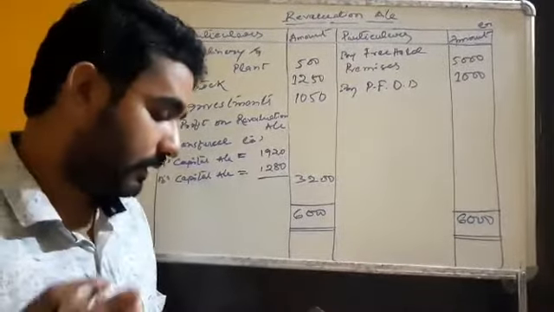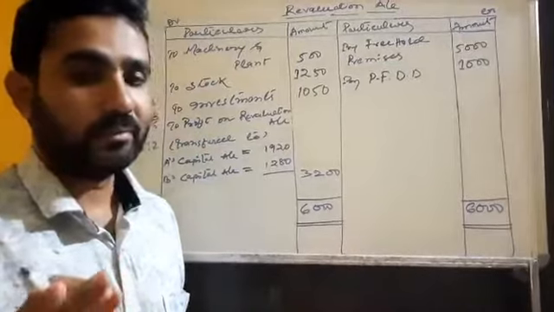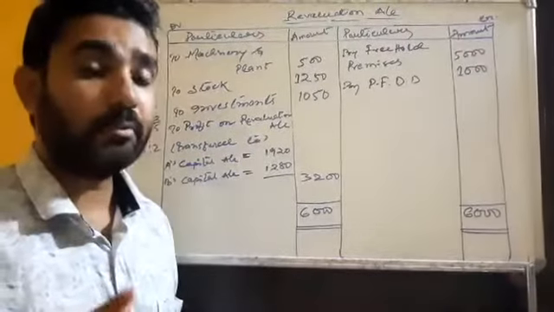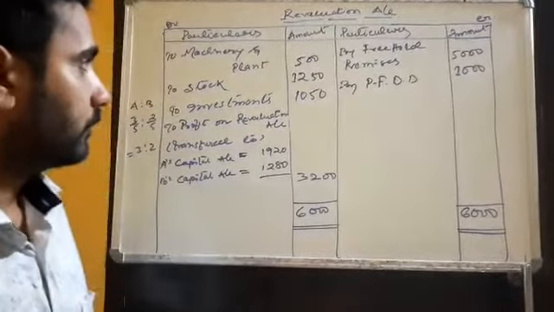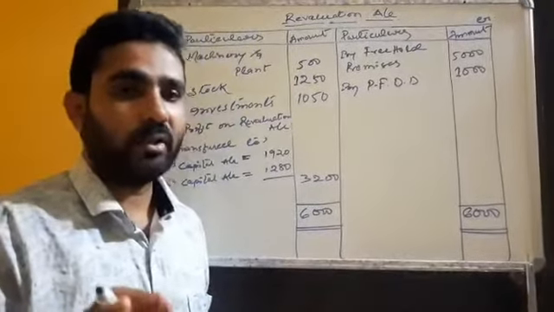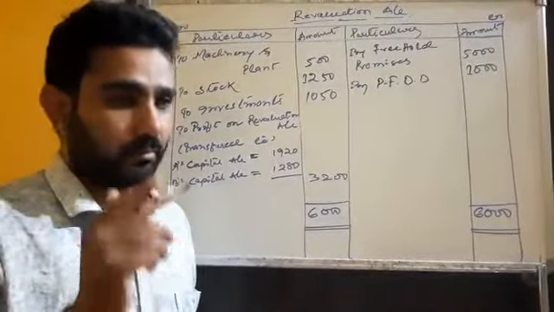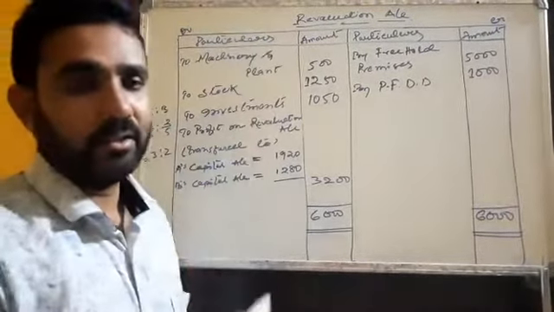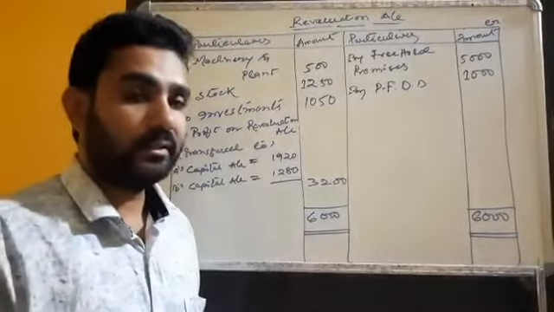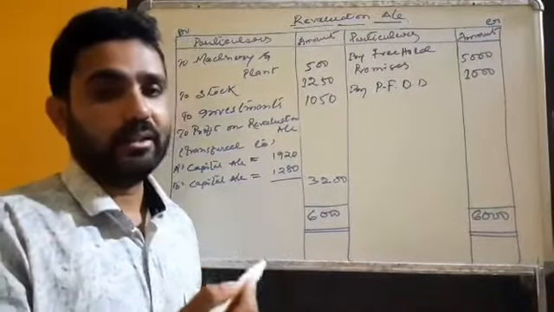In point number 3, it is given freehold premises undervalued by rupees 5,000. I have told you earlier that we'll prepare revaluation account only on the basis of the modern approach of accounting. And what is our modern approach? Increase in asset debit, decrease in asset credit, increase in liability credit, and decrease in liability debit.